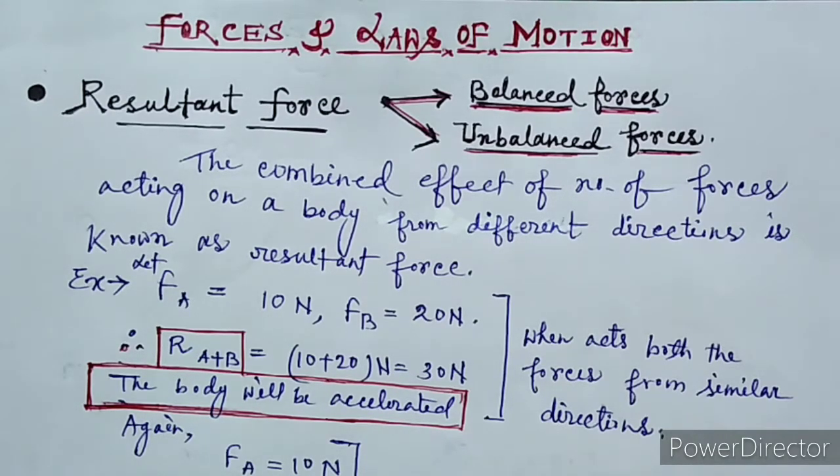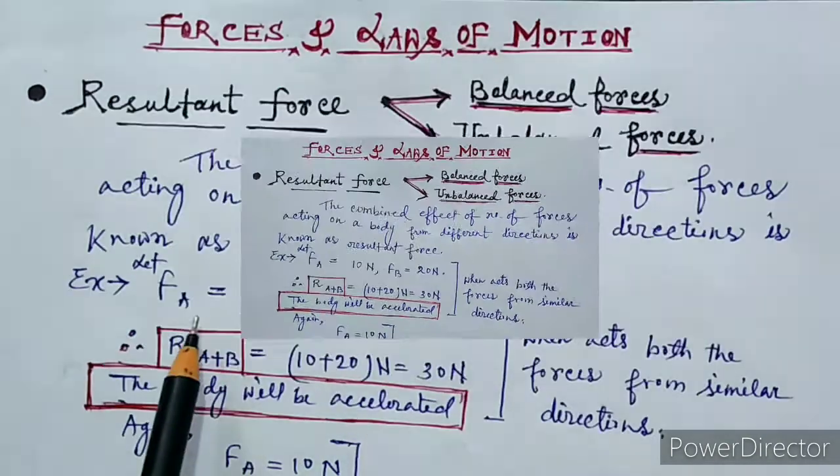So if we combine all those forces, if all the forces are in the similar direction, then we will add them, and if the forces are acting from different directions, then we will subtract. Means all the positive signs we will add together, and those in the negative direction we will add all of them together, and then we will subtract those negative values from the positive ones.